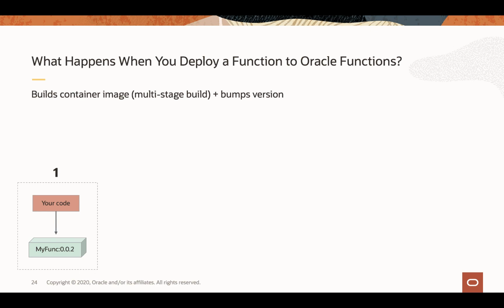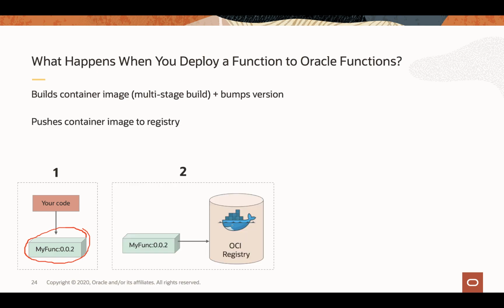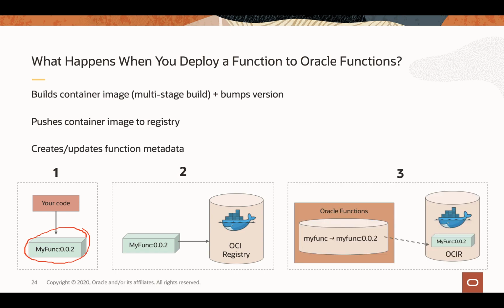So this is your code, and your code resides in my func, let's say the second iteration, which is 0.0.2. Then you push that code or the container image to the registry, which is your OCIR in this case. And then your function, which is your myfunc, is consuming this myfunc 0.0.2 and then sending it to create and update the metadata, or the function metadata, right?